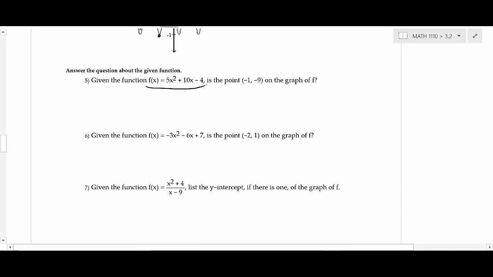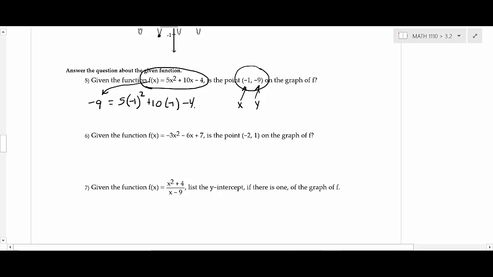Let's say that you have a function, and we're not going to graph this or anything. That's the function. We want to know if that point's on the graph. How do you do that? Plug it in. Plug it in, exactly, yeah, okay. Because that's an x value right there, and that's the function value, that's really y. So f of x is negative 9 when x is negative 1. So you'd have 5 times negative 1 squared plus 10 times negative 1 minus 4.